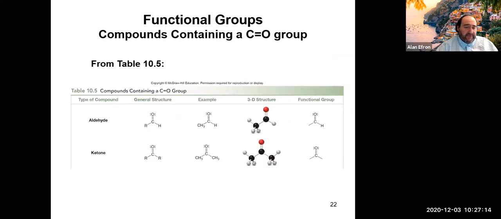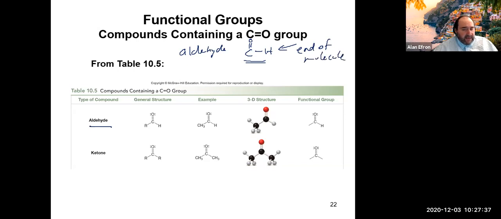And here are some examples of that. We saw earlier the aldehyde. The aldehyde has the functional group of carbon, oxygen, double bond, and a hydrogen. Because it has a hydrogen at the end of it, it will always be at the end of the molecule. Because of that hydrogen, that functional group will always find itself there.